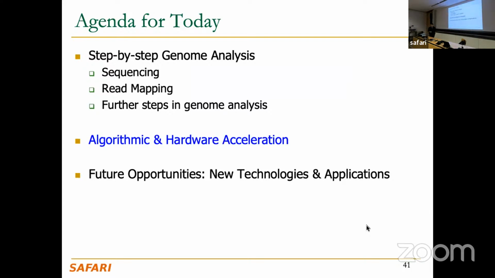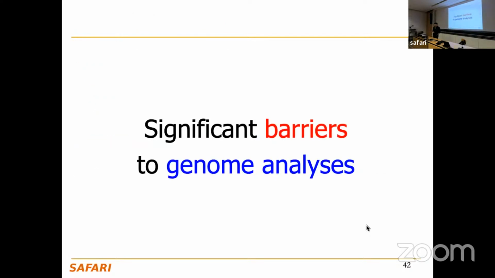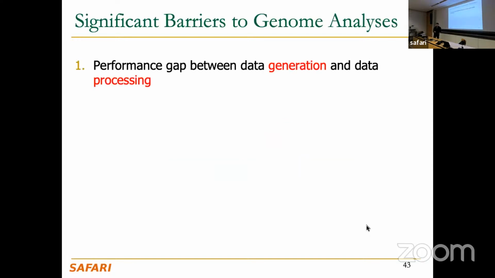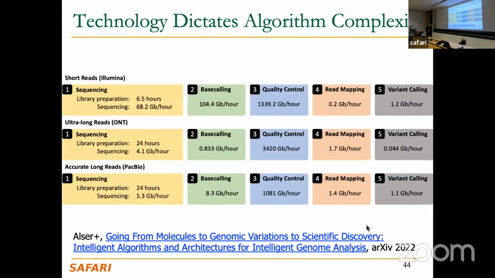I'll move on to explain how we accelerate these steps in genome analysis. We believe there are significant barriers to genome analysis, and there are multiple reasons for that. One is that we believe there's a performance gap between data generation and data processing. There are multiple steps in genome analysis, as we covered previously.